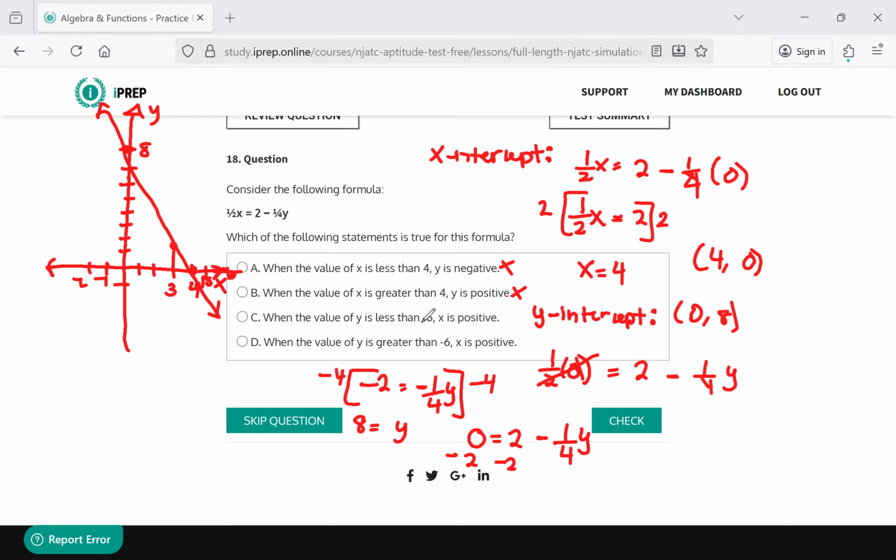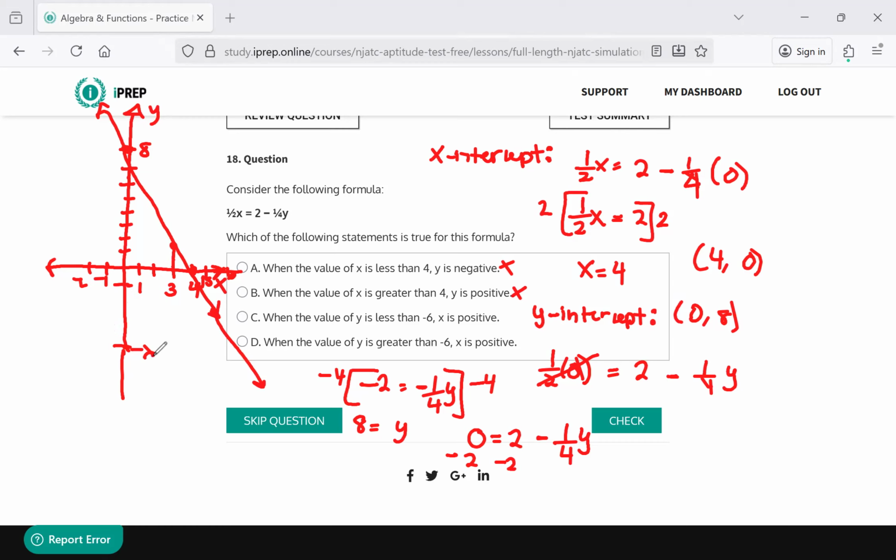What about C? When the value of y is less than -6, x is positive. So look at the y-axis. If you need to extend this line, that's fine. So here's -6. When the value of y is less than -6, x is positive. Yes, I think so. Because here's negative. If you go negative, like even -1, wait, and the value of y is less than -6.